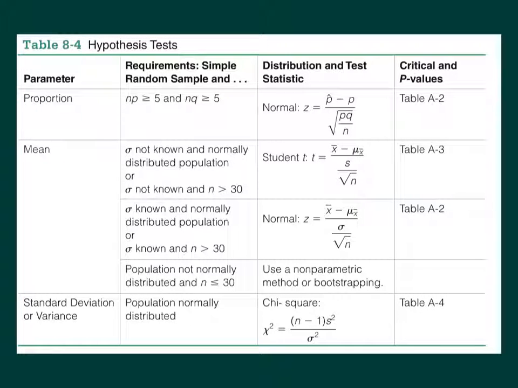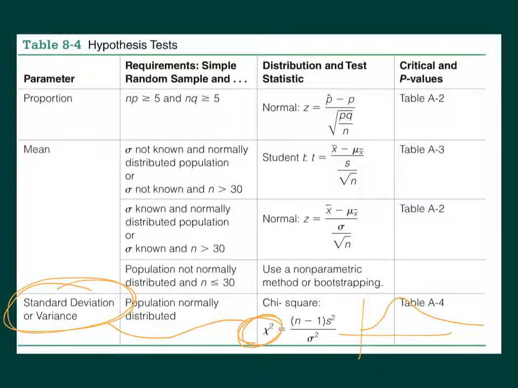Now comes what most people view as the trickiest one, standard deviation or variance. Now, because standard deviation and variance are never negative, they follow a completely new distribution, which was new in Chapter 7 anyway, and that's the chi-squared distribution, right? Which is strictly positive and is right skewed, so it's something like that.